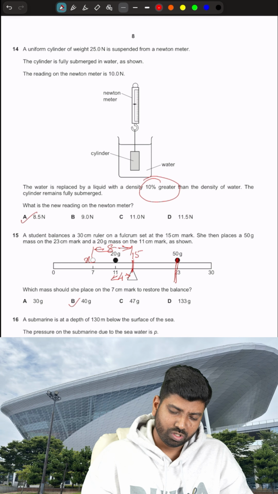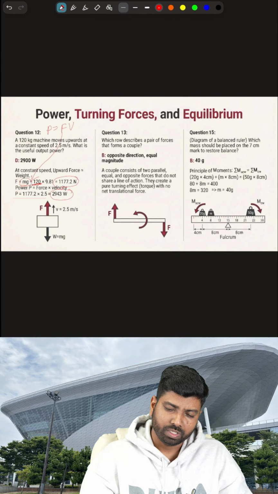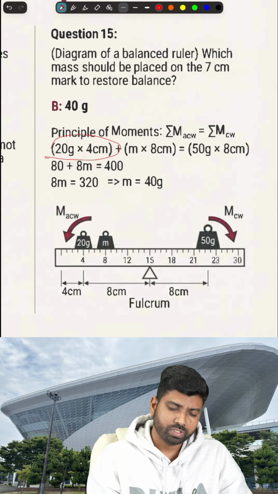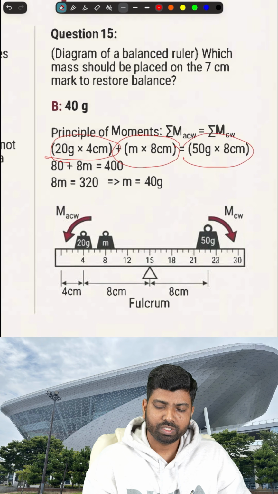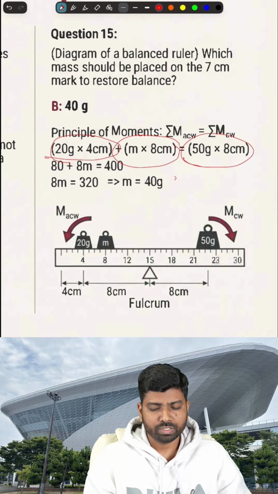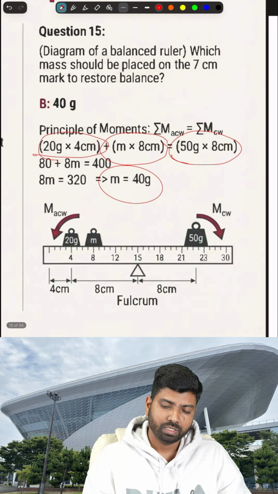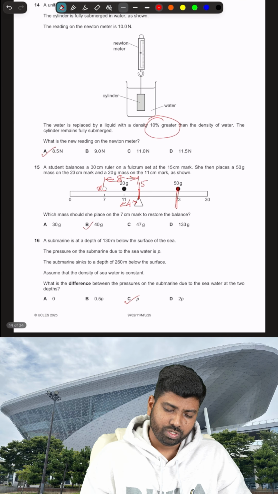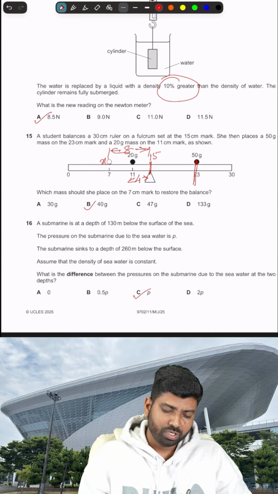This is your question number 15. Where is question number 15? Question number 15 is here. Yeah, 20 into 4 centimeter and m into 8 centimeter, which is equal to 50 into 80. Then after all the calculation, we get the value of m as 40 gram, right? And you got the answer. So here the answer is 40 gram. Now let us move to question number 16.